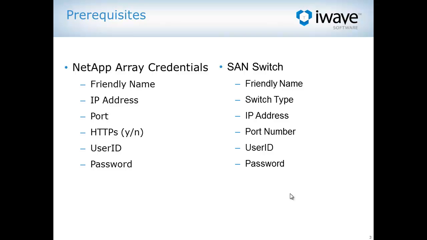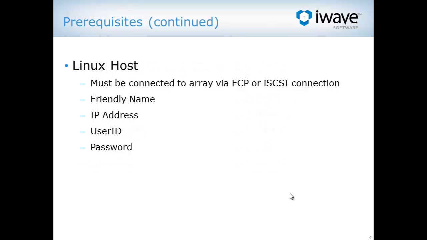On the SAN side, much the same. We're going to provide a friendly name. We need to understand the switch type, and in this case that's Cisco. Again, we need to understand the IP address and the port number that we're connecting to, as well as provide credentials that have administrative privileges to the array.